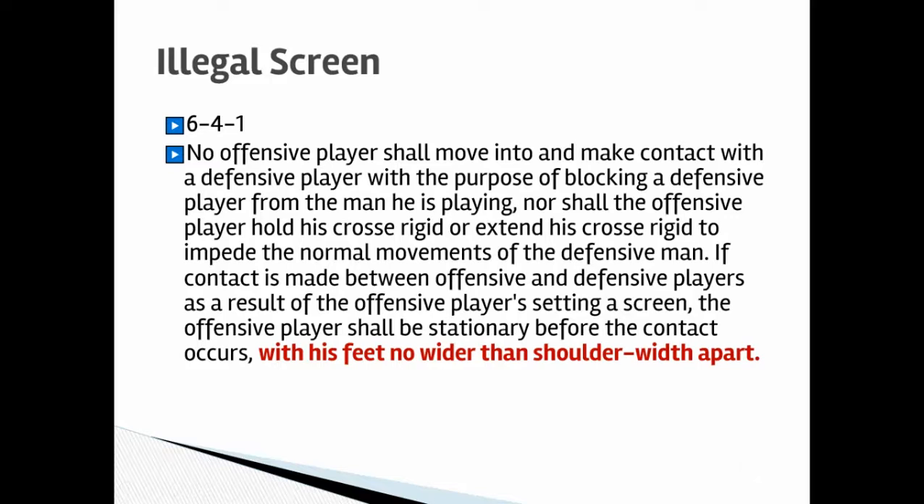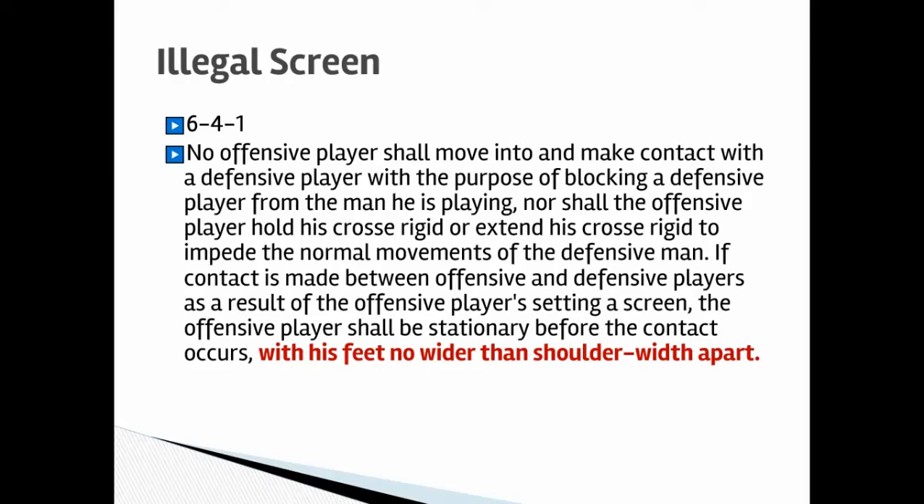Illegal screens. What we want to see with the illegal screen from the offensive player is their feet no more than shoulder width apart and the stick straight up and down. We also don't want to see the lean, or even the roll. I've seen some lean and roll. The attack player leans and then kind of rolls down to the ground and almost takes the defender with them. So that lean and roll we should call an illegal screen.